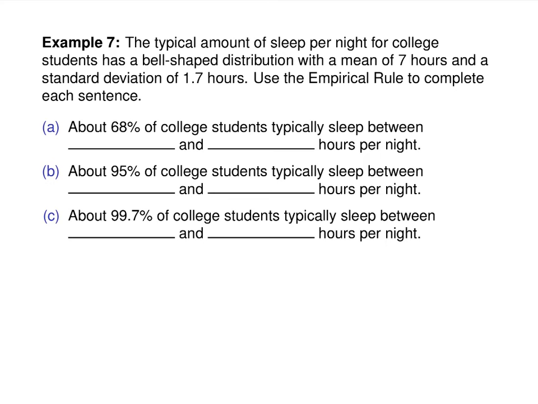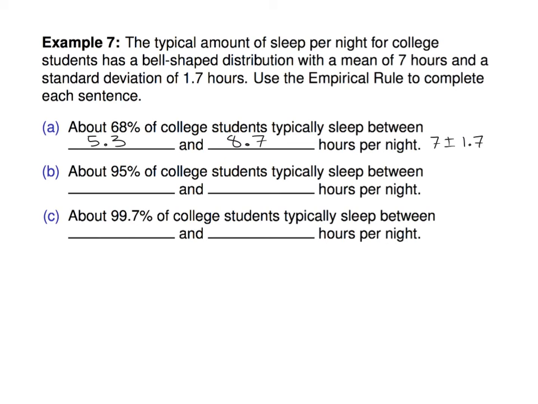The typical amount of sleep per night for college students has a bell-shaped distribution with a mean of 7 hours and a standard deviation of 1.7 hours. Use that empirical rule to complete each sentence. So about 68% of college students typically sleep between blank and blank hours per night. Well, that's going to be the mean plus or minus 1 standard deviation, which is 1.7. So on the low end, that's 5.3 hours. On the high end is 8.7. So 68% of students sleep between 5.3 and 8.7 hours.